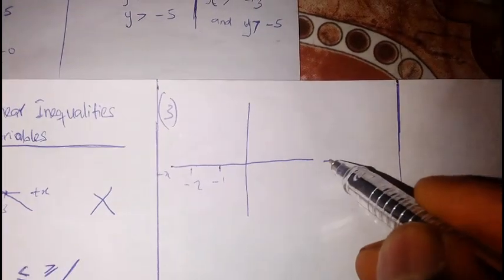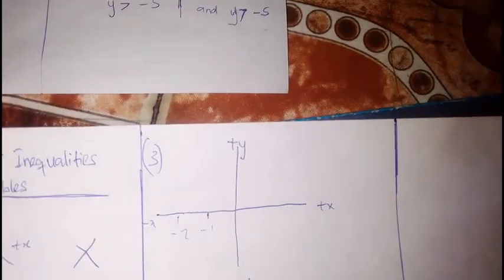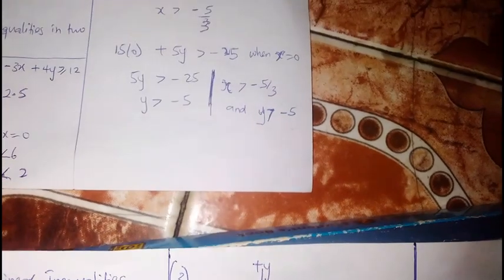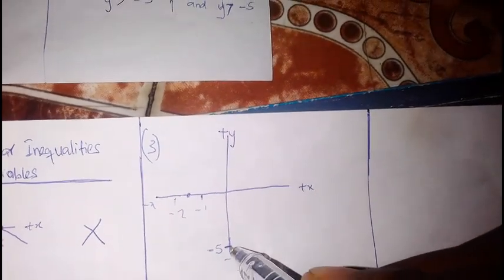Minus x, plus x, minus y, plus y. Now minus 5 over 3 will be around this point. Then minus 5 for y, let's say it's going to be around here. So if this is minus 5 and this is minus 5 over 3, I'm going to have a dotted linear graph. So I'm going to have something like this.